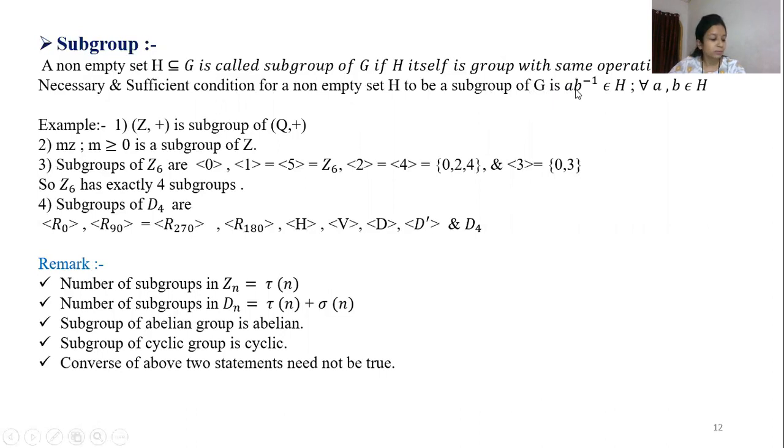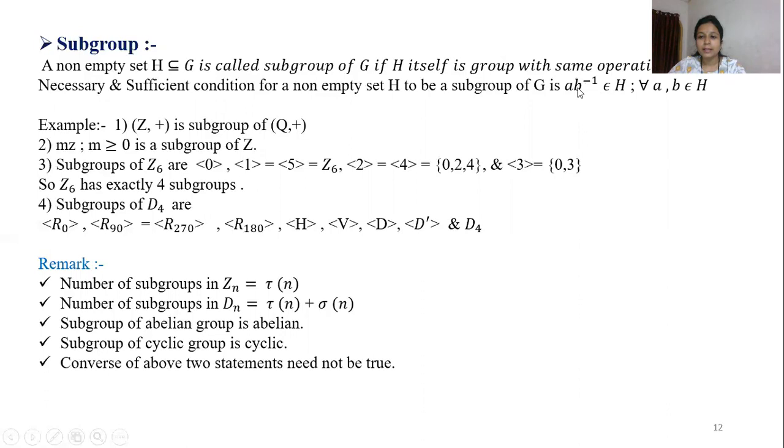First, substitute b equals a. What do we obtain? a into a inverse, which is the identity. So e belongs to H, which means the existence of identity is satisfied. Second, substitute a equals e, as e exists in H. e into b inverse is equal to b inverse, which means b inverse belongs to H, so the existence of inverse is satisfied. Two properties we have covered.